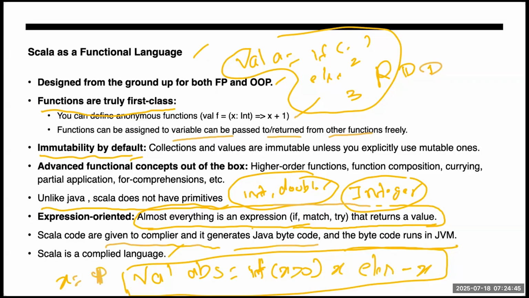Let's suppose we give it 1. Then it will return 1. If I give it minus 1, it will also return 1, because in the else branch it returns minus x, so minus 1 into minus 1 equals plus 1. Anyway, I just want to show you that you can return the output of an if statement into some variable in Scala.